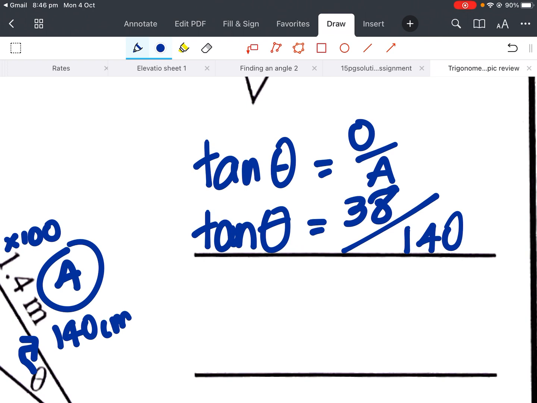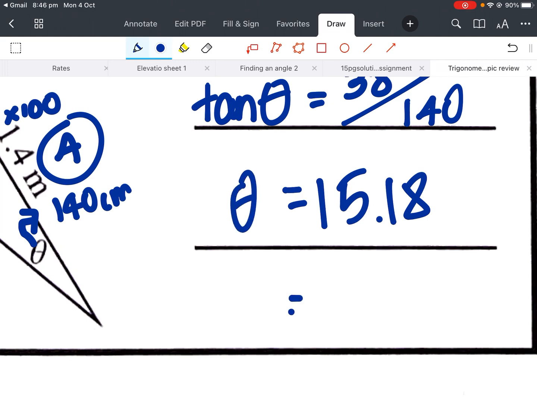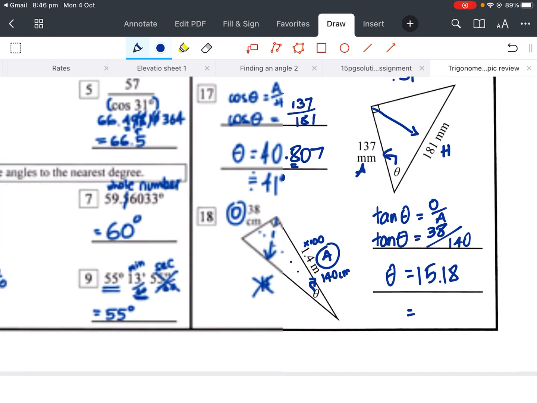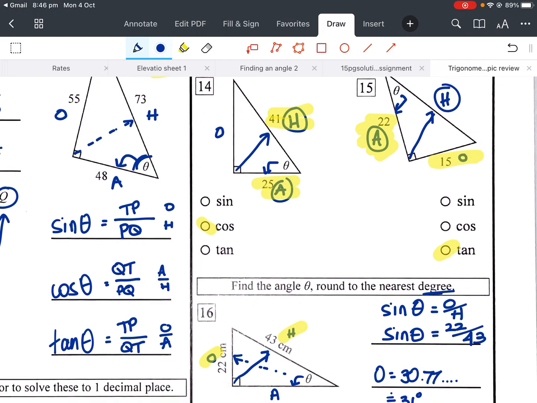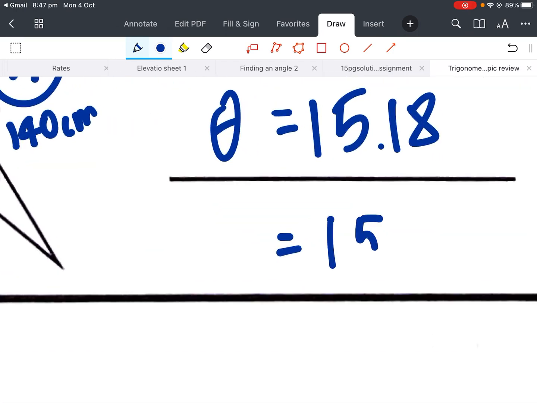All right, so let's do it. Shift tan, 38, fraction key or divided by 140, arrow across, close brackets, gives me 15.18, which also then gives me to 1 decimal place, was it? I can't remember now. Oops. Nearest degree, that's it. 15.18 becomes 15 degrees because that's a 1 and we don't round the 1 up.